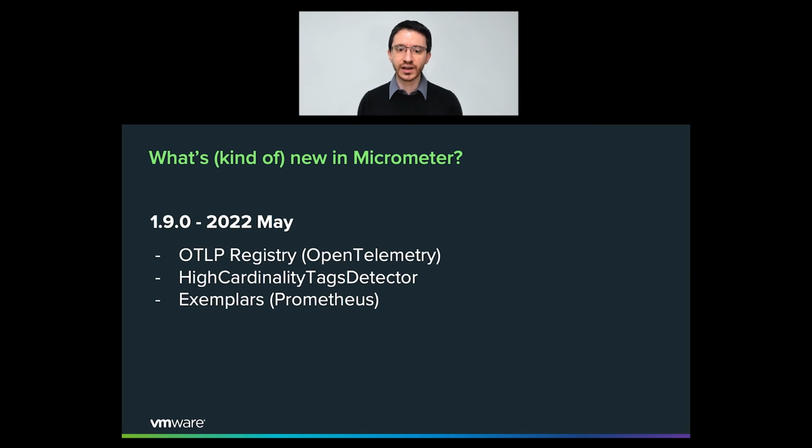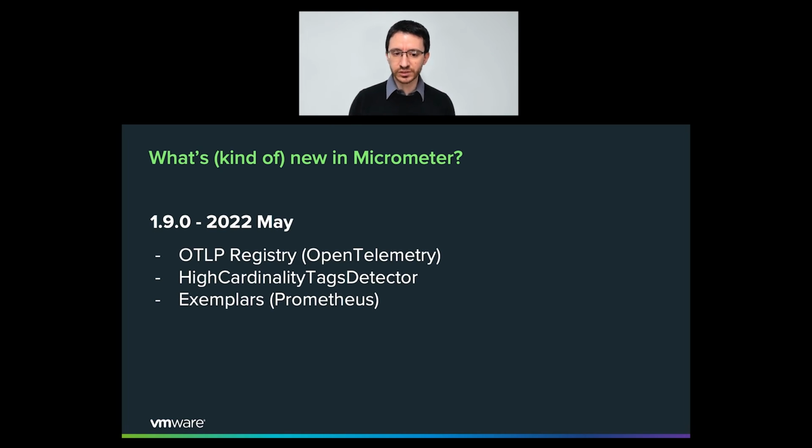We also added a high cardinality tag detector. What it does is try to detect if you have high cardinality tags in your metrics, because that can cause issues for you. And it will let you know on whatever channel you want.